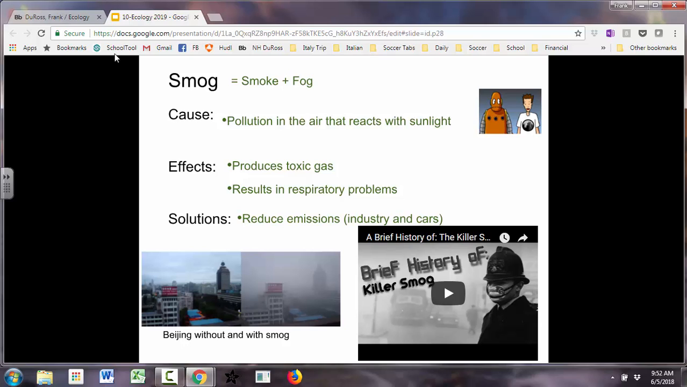Yeah, Dylan? In San Francisco, it's always really foggy in the morning. Is that smog? No, that's actual fog and not smog.